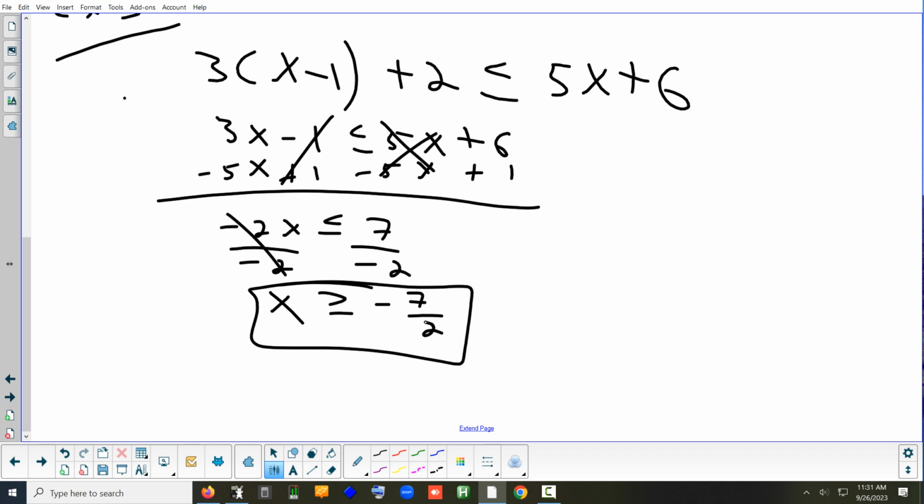Question on that one? So if you forget to flip it, then you're really writing exactly the opposite of what you want as the answer. So you've got to remember to flip it, because we divided by a negative.